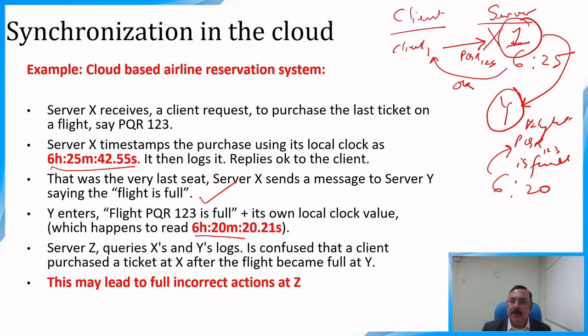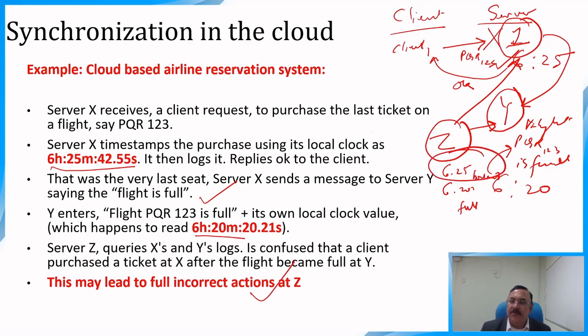Now, server Z queries X's logs and Y's logs. But server Z will be confused. Why? Because the ticket was booked at 6:25 as far as the timing of server X is concerned, but server Y tells that at 6:20 the flight was full. So this may lead to incorrect actions at Z, because the ticket was booked at 6:25 and before that time it was showing that the flight was full, because two different clocks are running, at Y and at X, and both times are being taken at Z. So an incorrect action will be performed based on these timings.